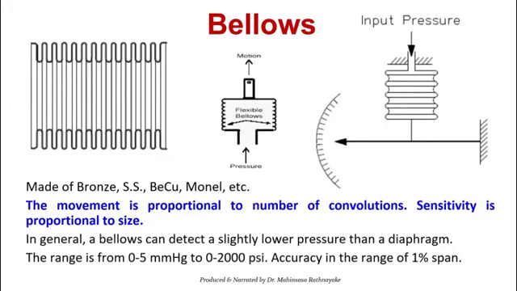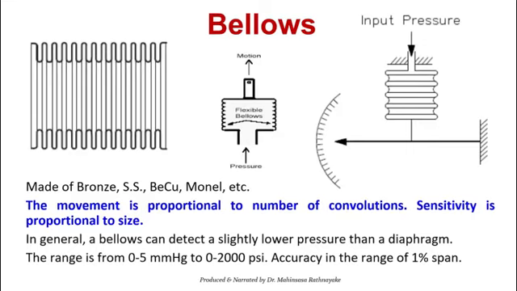Okay, so first is the bellow, right? The bellow material is mostly bronze, stainless steel, beryllium copper, monel, or some other metal, right? Although these are made of metal, they are still flexible under pressure. So it works as a membrane, even though it is made of metal, right? The movement is proportional, as I said, to the number of convolutions. Sensitivity is proportional to the size, right?